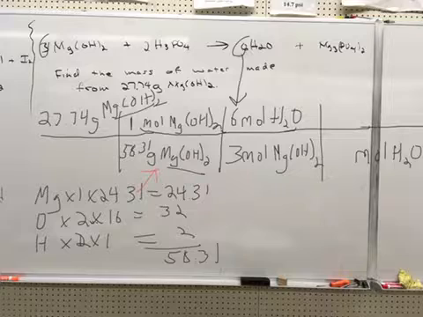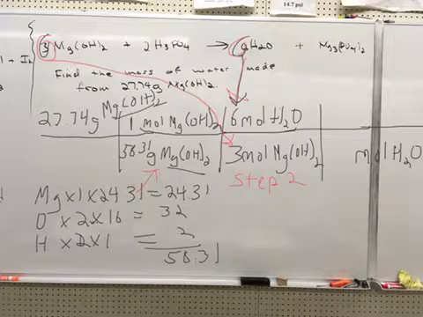Step number 2 is the mole ratio, so we have to take the Mg(OH)2, bring it down here. And up top is going to be H2O because that's what we're looking for. 6 comes from the coefficient 6. 3 comes from the coefficient 3 for Mg(OH)2. That's step number 2.